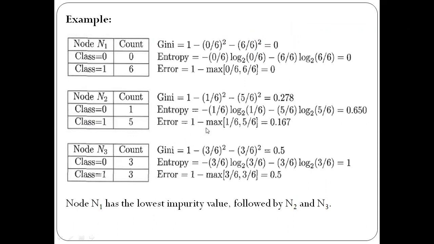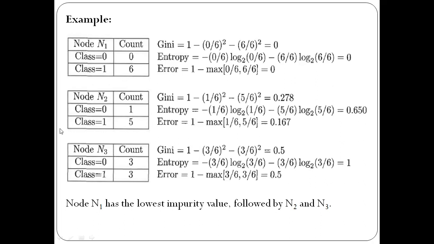In the same way, classification error is 1 minus the max of the fraction of records. The fraction of records that belong to class 0 is 1 by 6, and the fraction that belong to class 1 is 5 by 6. The total number of records is 6 here. Don't consider it as 1 and 5; the total number of records, 1 plus 5, is 6. Out of that, one record belongs to class 0, so it is 1 by 6. In the same way, 5 records belong to class 1, so 5 by 6. So 1 minus the max of this will be 1 by 6. Just calculate that using a calculator. If you subtract that, you'll get the value as 0.167.